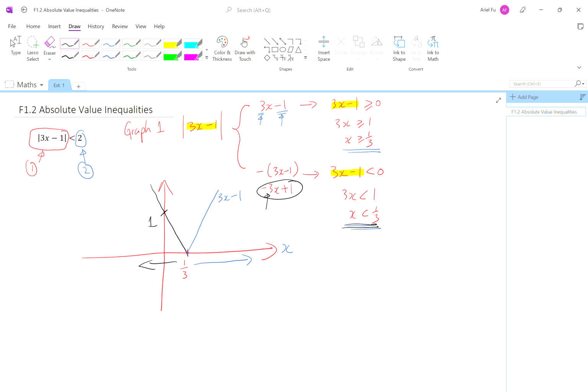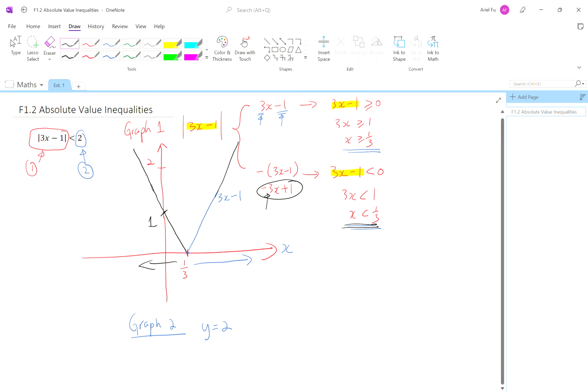Now, once you've done that, you have to deal with graph number 2. Graph 2 is actually very simple because in this particular case it is just y equals 2. So let me extend this axis a little bit. I want when y is 2 over here, extending this out. For graph 2, I want y equal to 2. There we go, y equals 2.